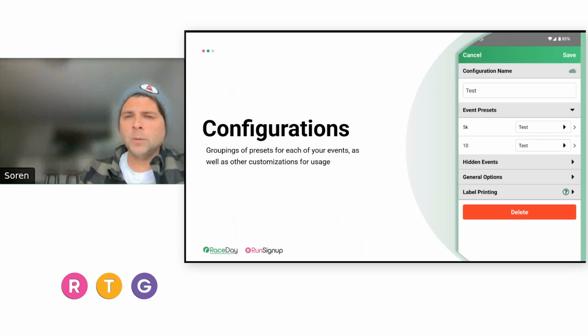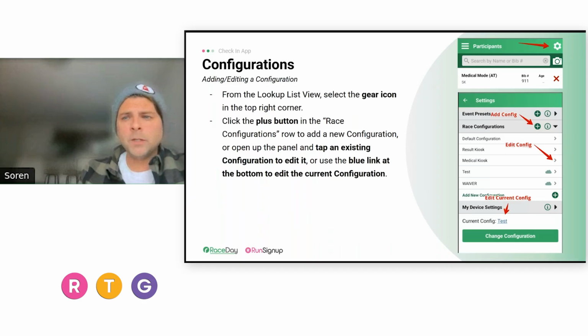If presets determine how the app is going to behave for a specific event, configurations determine which events are going to use which presets. So configurations are a grouping of presets, as well as a couple other customizations. As you can see, we're going to be navigating top down on these gray bars. So if you're following along, that is what you're going to see as these sections here. So from the configurations, again, you can navigate and add those by going to the gear menu, opening up race configurations and using the plus icon. This is also where you can edit existing ones.